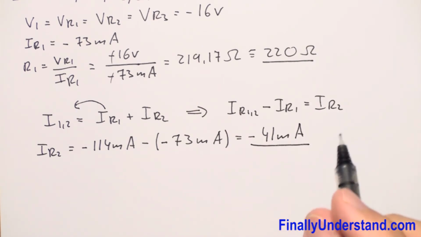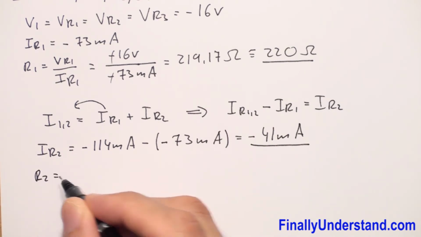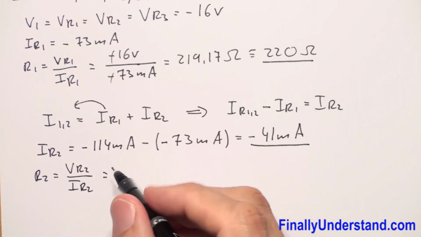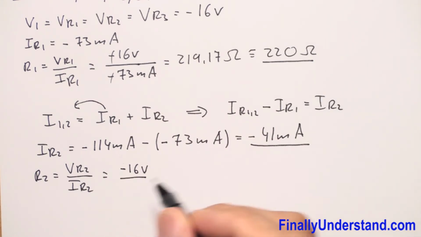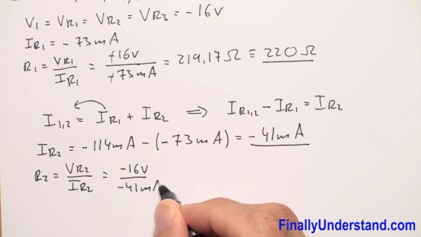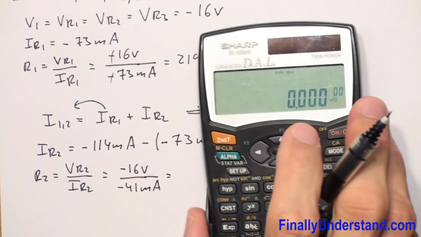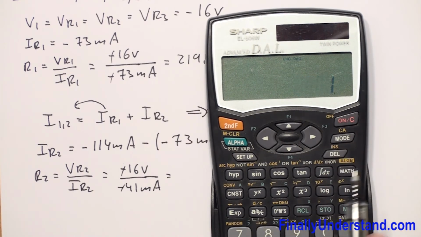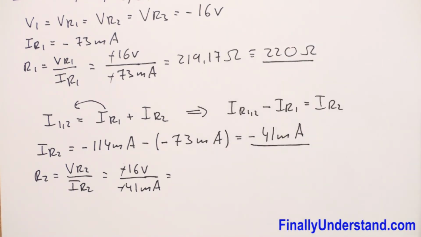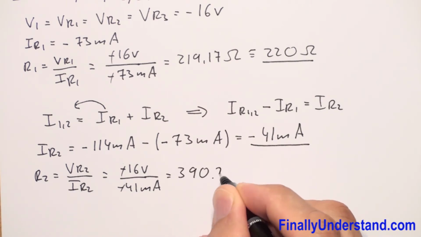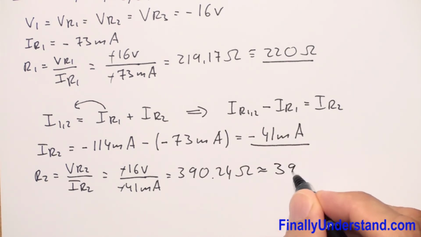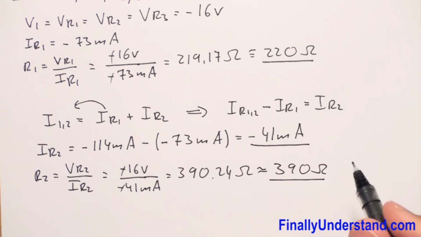Okay. Now we can find the resistance R2. R2 is equal to VR2 over IR2. VR2 is equal to negative 16 volts over negative 41 milliamps. Keep in mind that negative and negative will cancel out, and resistance must always be positive. So I have 16 divided by 41 times 10 to the negative 3. This is equal to 390.24 ohms, which you can say is approximately 390 ohms. So this is the value of my resistor R2.